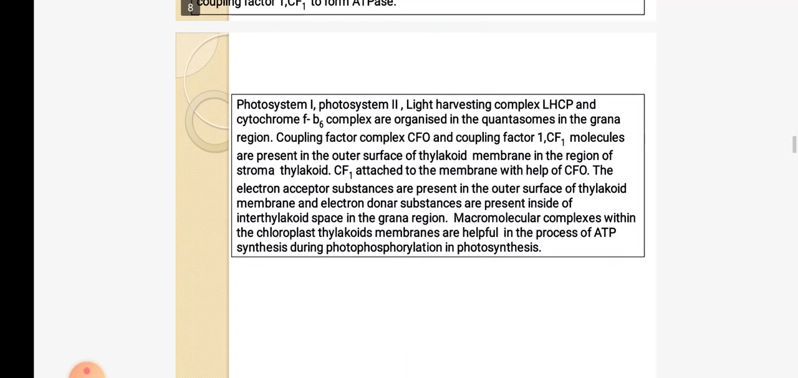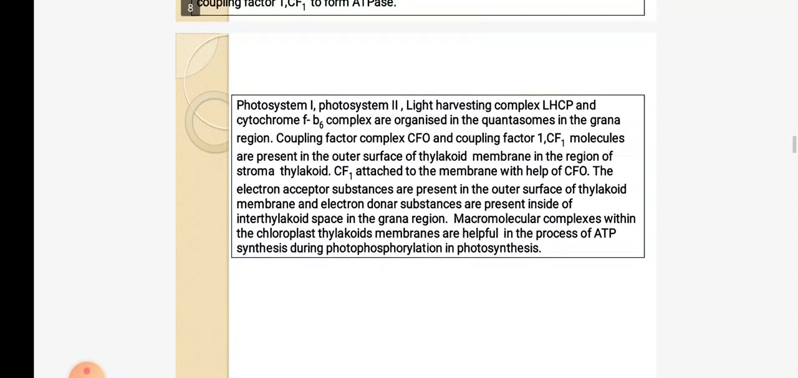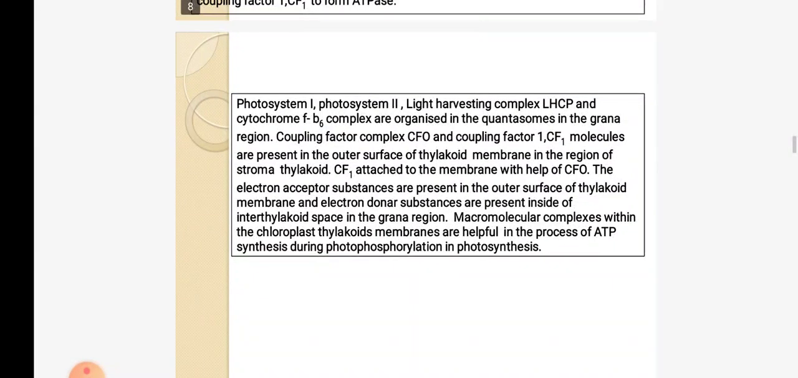Photosystem first, photosystem second, light harvesting complex LHCP, and cytochrome f b6 complex are organized in the quantasomes in the grana region of the chloroplast. Coupling factor complex and coupling factor 1, CF1, molecules are present on the outer surface of the thylakoid membrane in the region of stroma thylakoid. CF1 is attached to the membrane with the help of CFO.